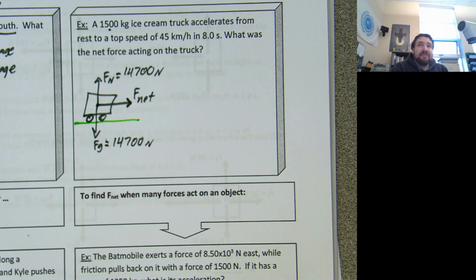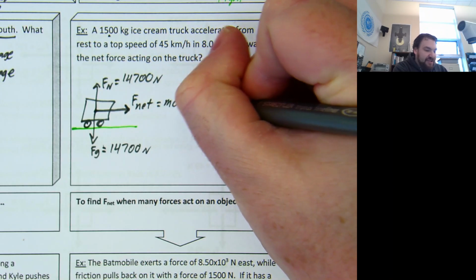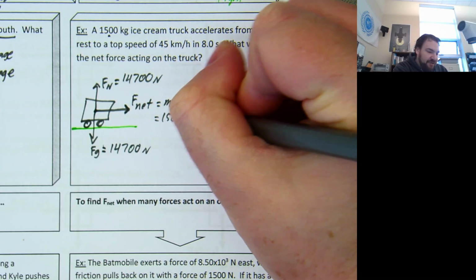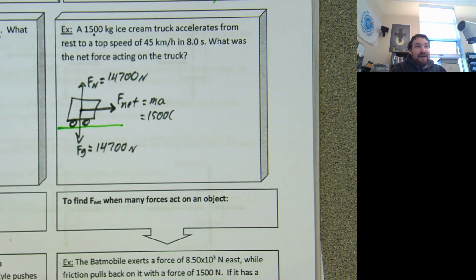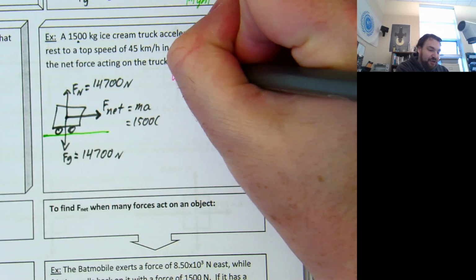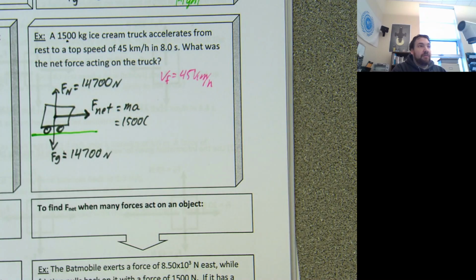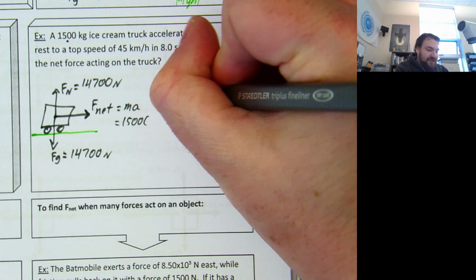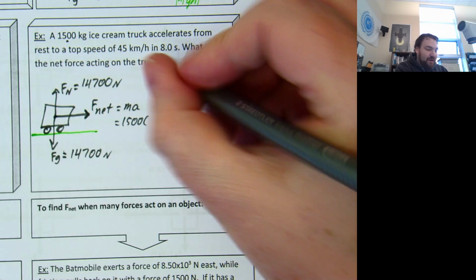And now I want to find the net force. Well, net force is going to be equal to the mass of the truck times the acceleration of the truck. So that's going to be 1,500 times the acceleration of the truck. What's the acceleration of the truck? No, that's the top speed of the truck. So that 45 kilometers per hour, that's the final velocity of the truck. What was the initial velocity of the truck? The initial velocity of the truck was 0. How long did the truck accelerate for? 8 seconds. That's what we want to find, a.